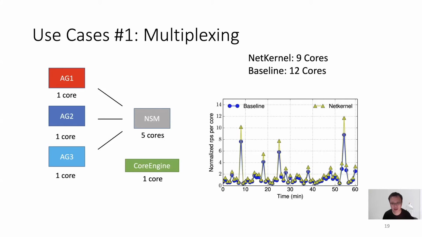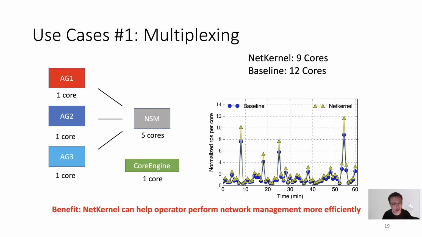For each AG, you can assign 1 CPU core for the application logic, and the NSM can be equipped with 5 cores to handle network connections. Of course, you need to assign 1 core for the core engine to switch the NQEs between the NSM and the VMs. So you use 9 cores in total. In the experiment, you can see, since you assign fewer cores to handle the same traces, NetKernel can increase the normalized RPS per core. So NetKernel can help operators perform network management more efficiently.